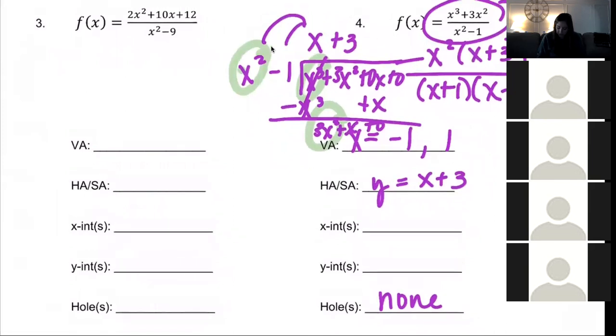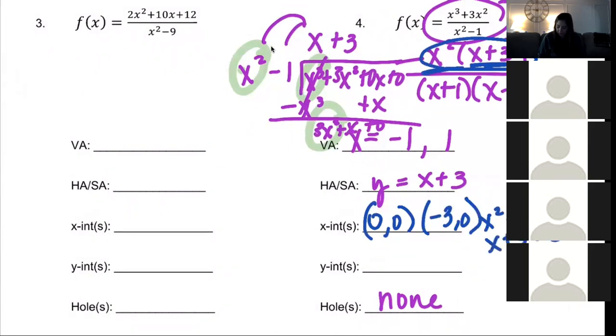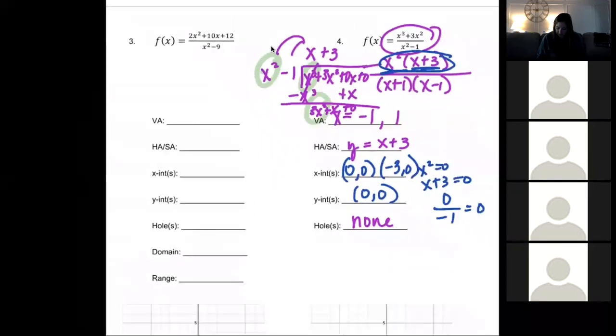For my x-intercepts, I'm setting the numerator equal to 0. So that means I'm going to set this x squared equal to 0, which would just be 0. And then I'm also going to set this x plus 3 equal to 0. So that would end up being -3, 0. For y-intercepts, I'm going to set x equal to 0. So that would end up being 0 over -1, which would just end up giving me 0. And I think that's everything.